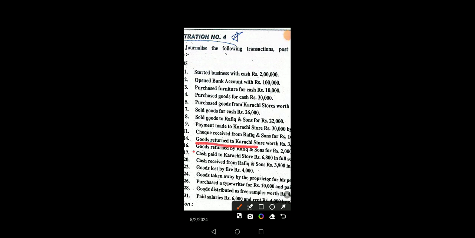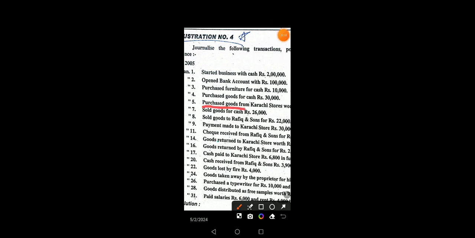14th entry, goods returned to Karachi. We have purchased goods from Karachi. Here you can see that purchased goods from Karachi. Then some of the amount was paid to Karachi and now you are returning goods to Karachi. It is very important to understand this sequence because while making the ledger, it will be very helpful when you know the history of the transaction. So right now, goods are returning to Karachi.